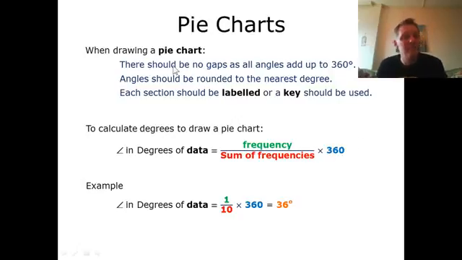So leading on from that, anytime we're creating a pie chart, all the angles should add up to 360. There should be no gaps. All angles should be rounded to the nearest degree, which means that some angles might be just slightly overlapped. We've just got to use our best judgment for those. And each section should be labelled or should have a key. So as an example, degrees for our data, we've got 1 for our frequency, dividing that by 10, which is our total, times by 360. So our angle to be measured for drawing this will be 36 degrees for this one category.